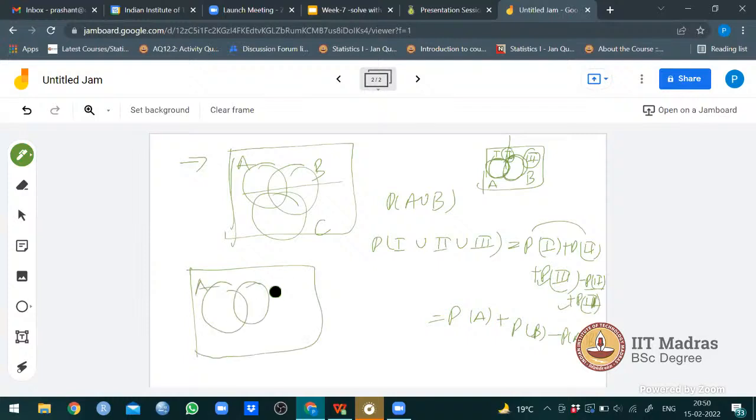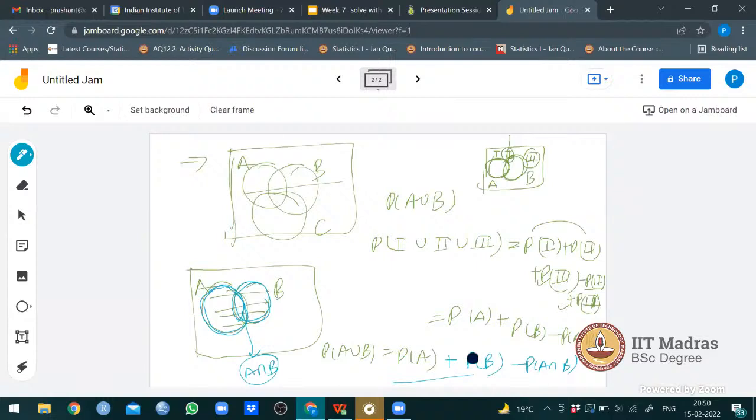This is A, this is B. You have to find A union B. A union B means that whole region, which is nothing but PA, this one, plus PB, that means this region. But this A intersection B region is counted 2 times. So when you add A and add B, 1 time it will be subtracted. Similarly, you can draw a Venn diagram and think about the formula.